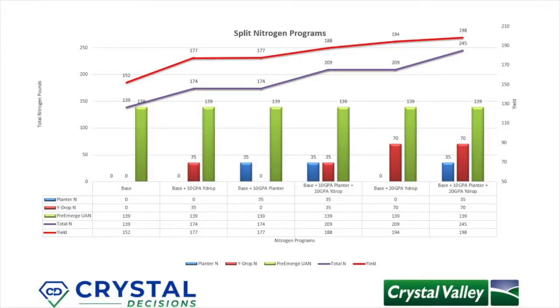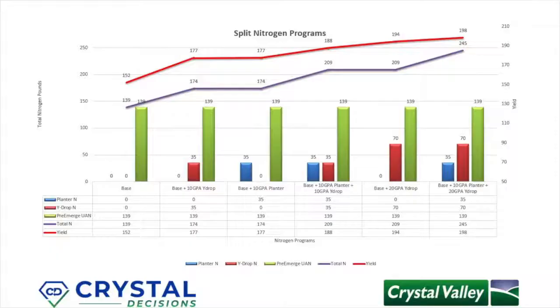And as we add nitrogen again, the next study we actually took the planter nitrogen and moved it to a Y-drop application. Picked up the same 25 bushels. We didn't gain any more or less, so it didn't matter if it was an early Y-drop or at planting. We still picked up that 25 bushels. But later on what we did is we did 10 gallons with the planter and then another 10 gallons of Y-drop. So we added 70 pounds of nitrogen. We picked up an additional 11 bushels.